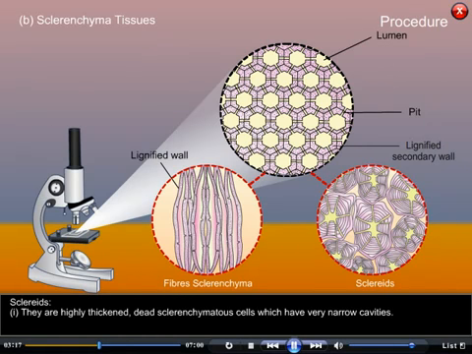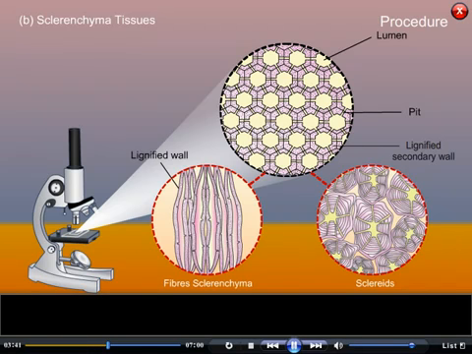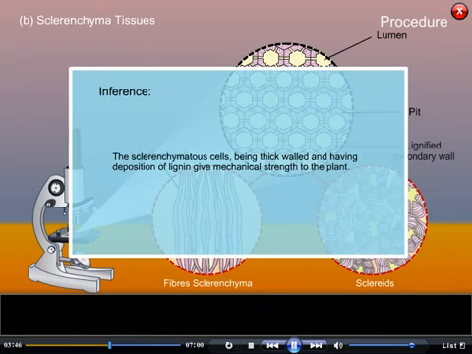Sclereids. 1. They are highly thickened, dead sclerenchymatous cells which have very narrow cavities. 2. They may occur singly or in groups and are isodiametric in nature. 3. They are sometimes called grit or stone cells. They provide stiffness to the plant wherever they occur. Inference: the sclerenchymatous cells, being thick-walled and having deposition of lignin, give mechanical strength to the plant.